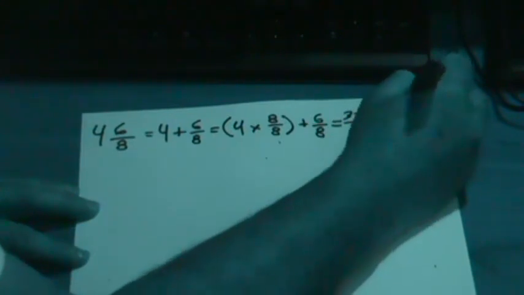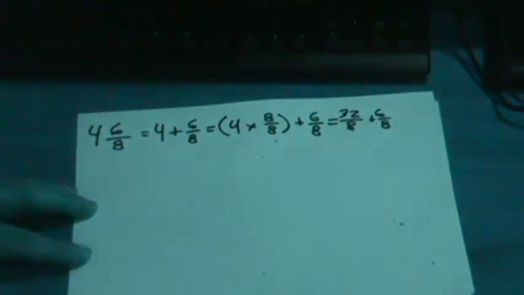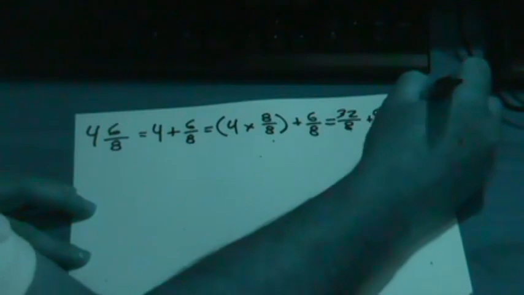And what will this equal? Well, 4 times 8, 8, 16, 24, 32. Or we count by 4s. 4, 8, 12, 16, 20, 24, 28, 32. So 32/8 plus 6/8. Okay, what does that equal? Well, I know my 8 stays the same. 32, 33, 34, 35, 36, 37, 38/8.